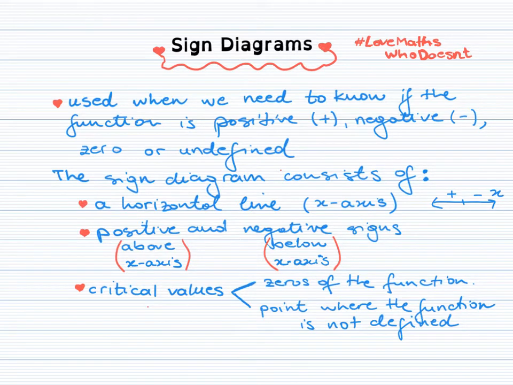Also, to draw the sign diagram, we need critical values. These are the zeros of the function, so when the function is equal to 0, which are the x-intercepts, and the points where the function is not defined, so where the function doesn't exist.